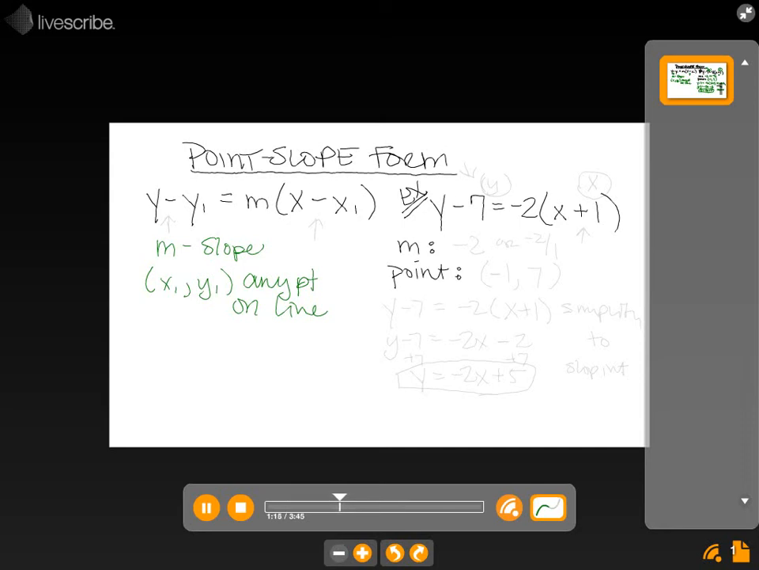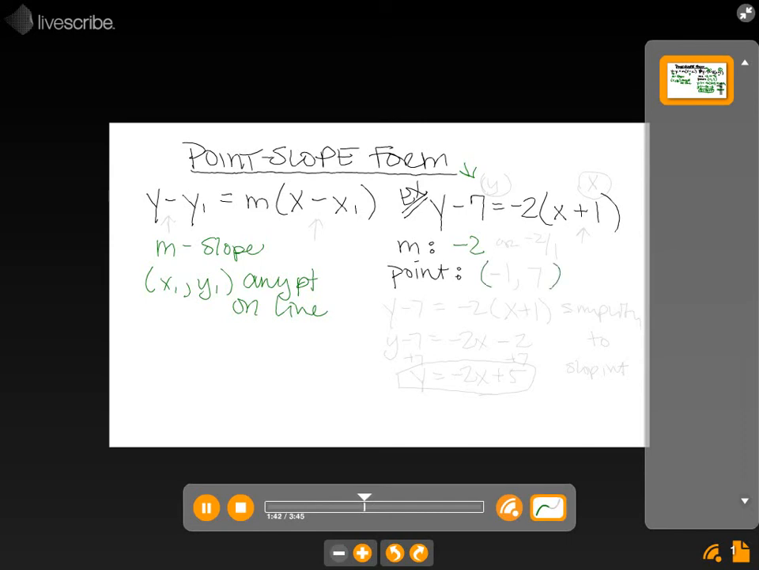We're going to do a real quick example. We're going to pull out the slope and the point, and I'm going to show you a trick. Here's our example: y minus 7 equals negative 2 times the quantity x plus 1. Now, m is out in front of the set of parentheses, so our slope here is negative 2. It's really easy to pull that out.